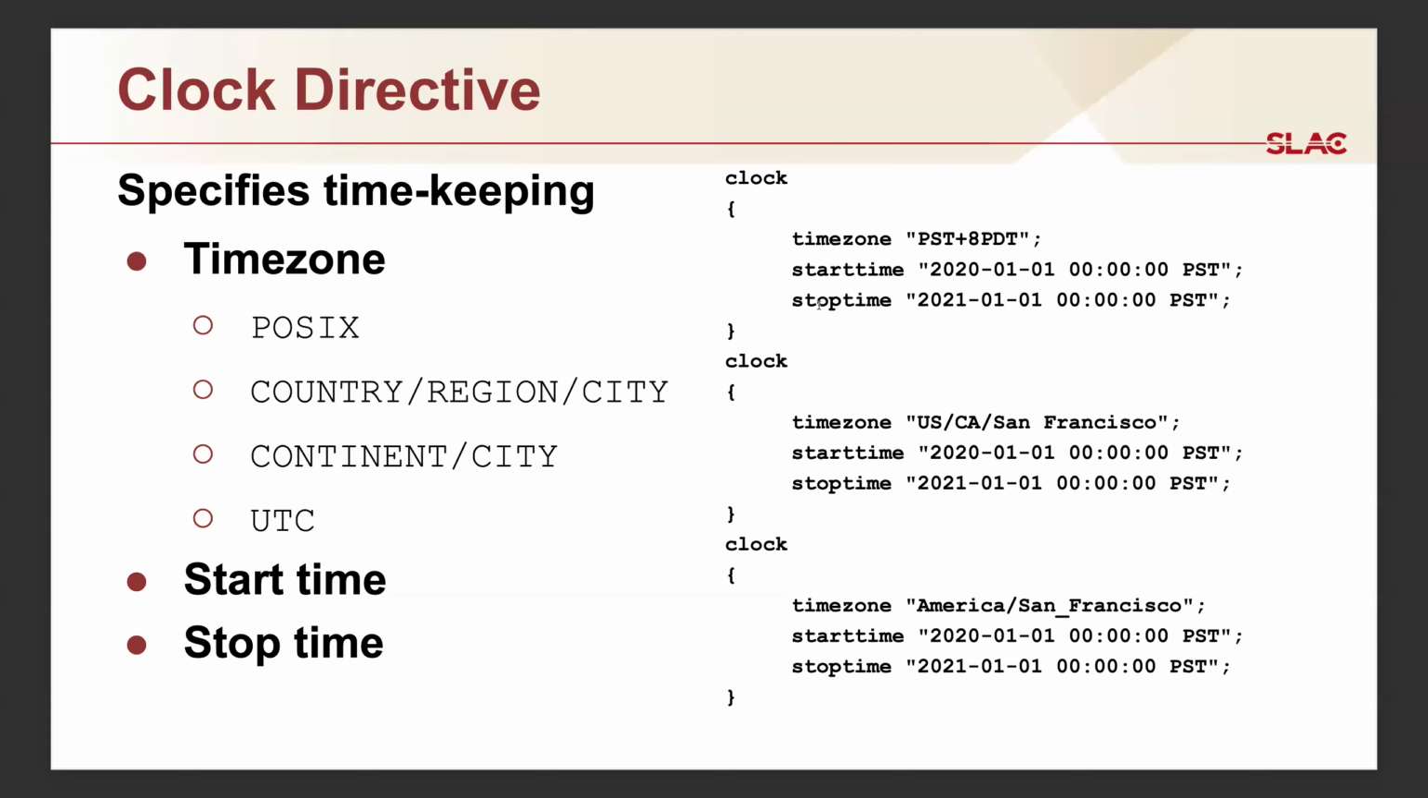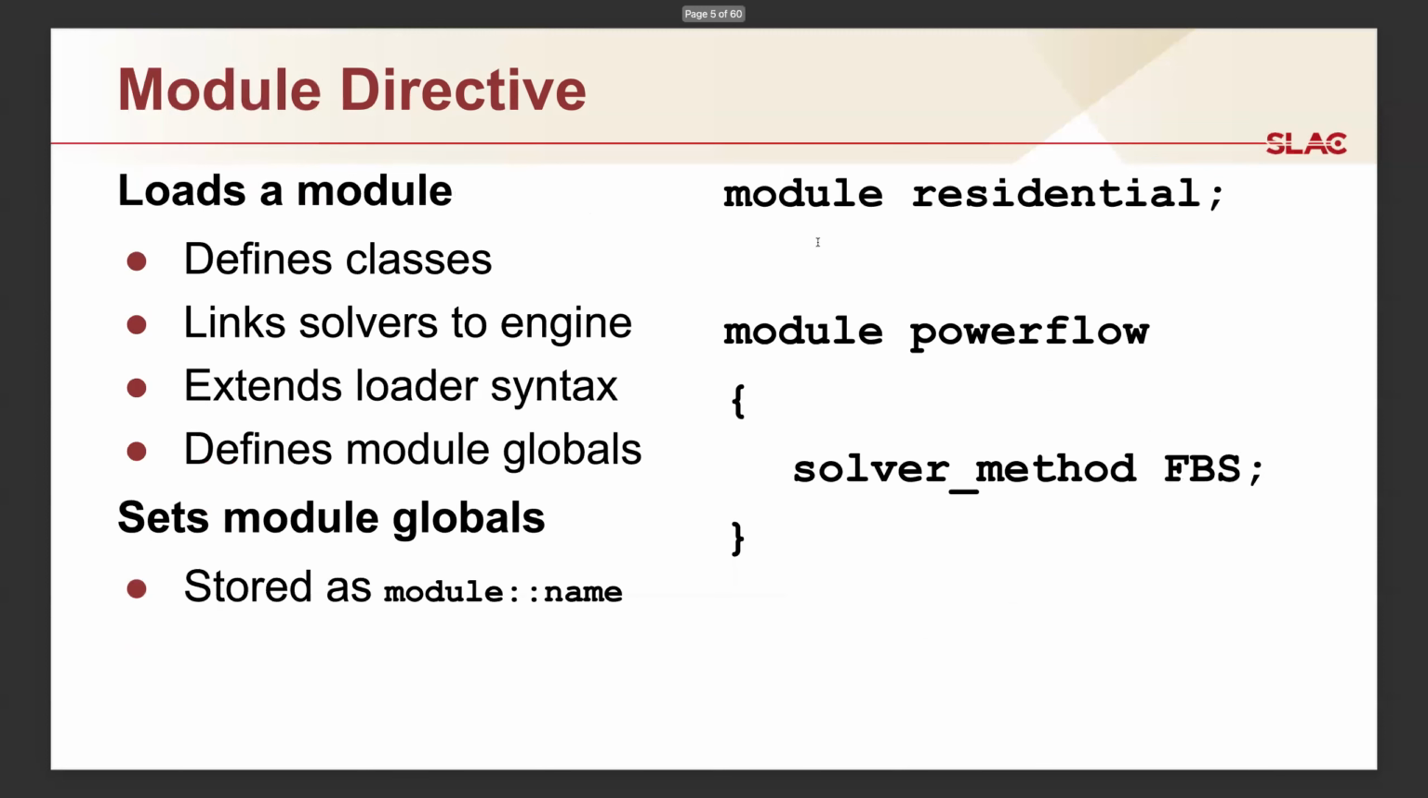All of these values here are also available as global variables. And so you can always inspect using global variables what they are and use them for other purposes if necessary. The next most important directive is the module directive. What this directive does is it loads all the classes associated with a particular module. And modules are generally associated with a domain.